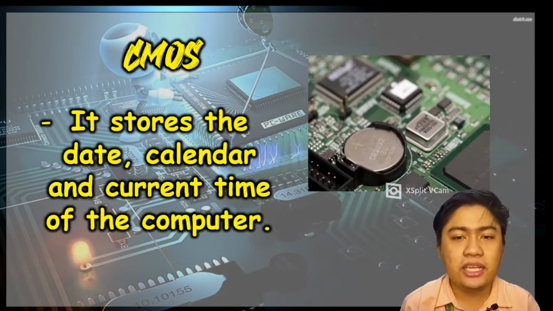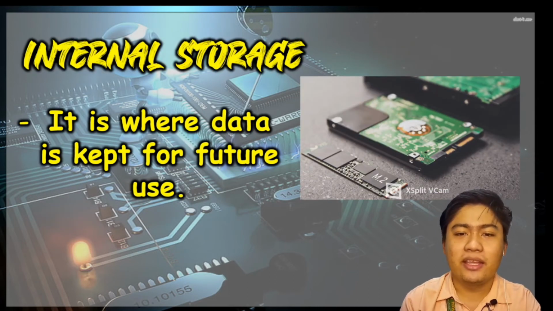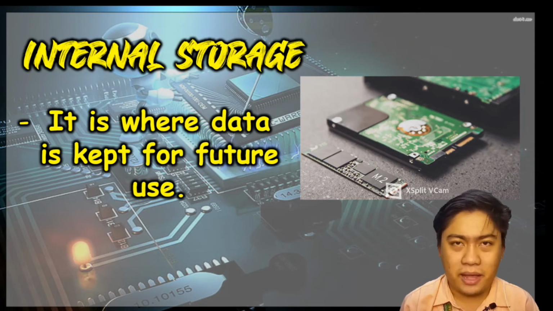How about the CMOS battery or the complementary metal oxide semiconductor? It stores the date, calendar, and current time of the computer. It is powered by batteries so that even when the computer is off, information inside it remains. The next one is the internal storage. It is where data is kept for future use. This storage retains information even when power is turned off. The common internal storage is the hard disk and solid state drive. Hard disk without moving part is now popular.